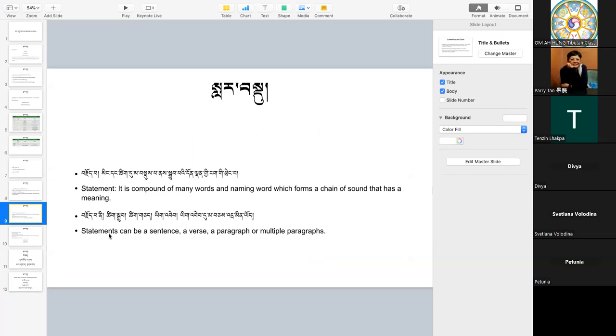So we have some types of statements. We can either have a sentence, sikdrup, a verse, sikje, a paragraph, hikbep, multiple paragraphs, hikbep tuma, or you can have examples where the entire narrative, for example, an entire story, doesn't have any recompound particle, but at the end may have one recompound particle.